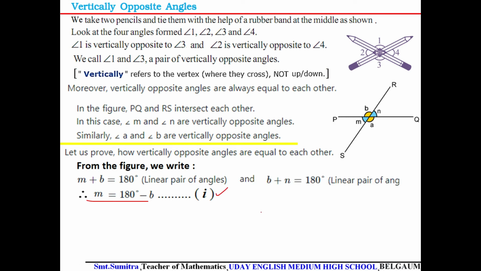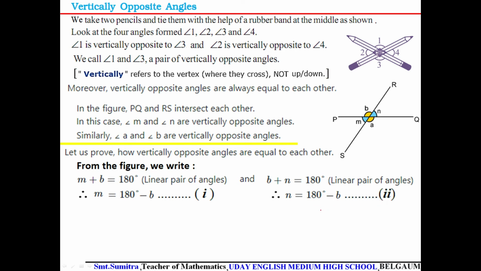And further, look at the picture. Angle B and angle N are linear pair. They are supplementary. Angle B plus angle N equal to 180 degree. So what is N equal to? 180 degree minus B. B is transposed to the right hand side. I'll call this one as equation 2.